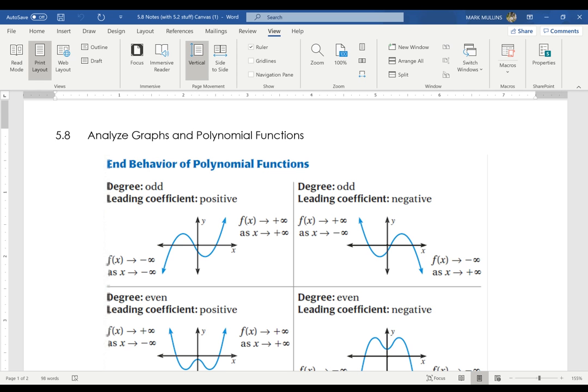5.8, Analyze graphs and polynomial functions. So first we're going to talk about end behavior of polynomial functions.